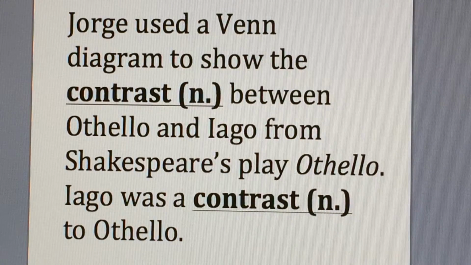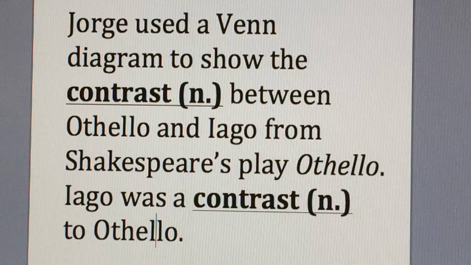Hello, this is Maestro X, and I'm going to go over the Level 1 Academic Word of the Day, Contrast, for Week 4, Quarter 4. Let's take a look at your flashcard.